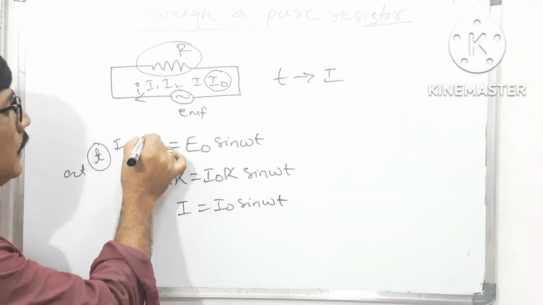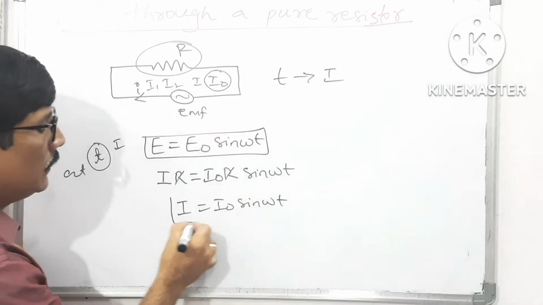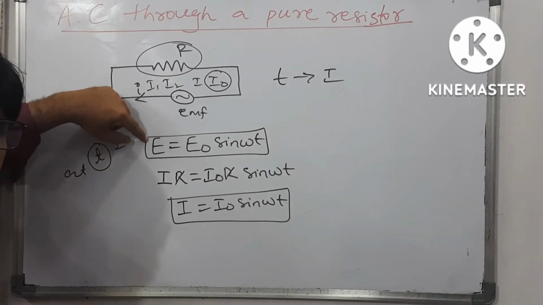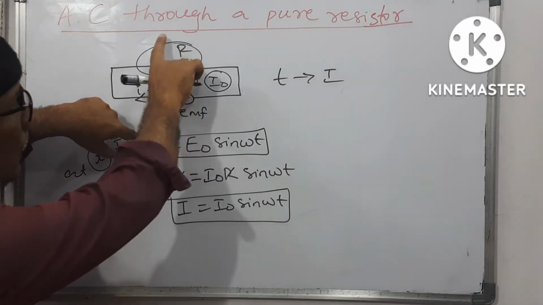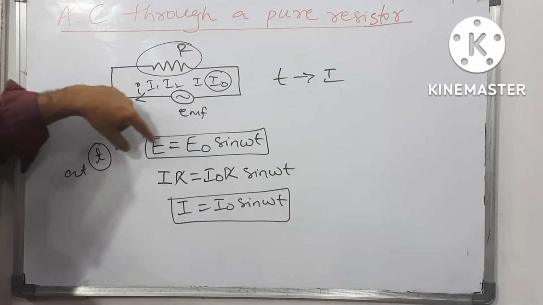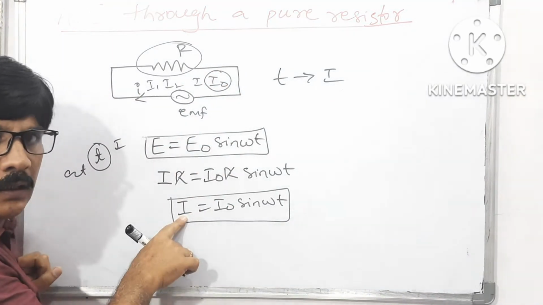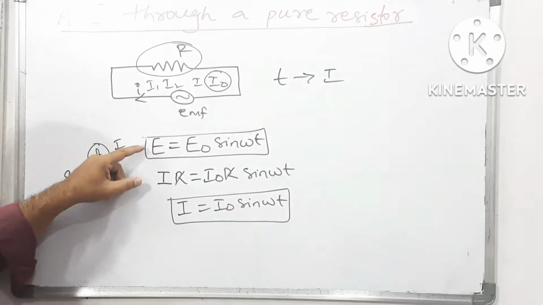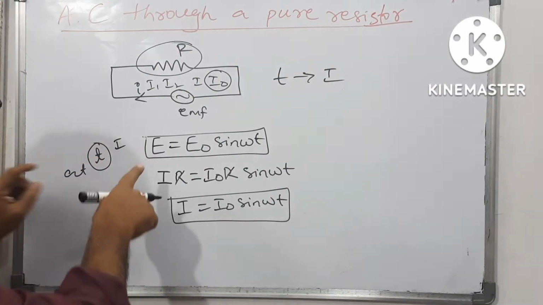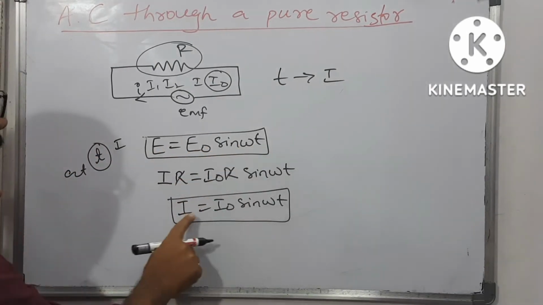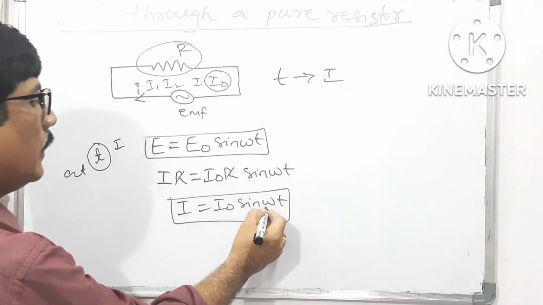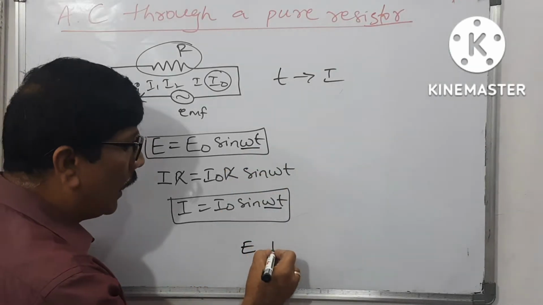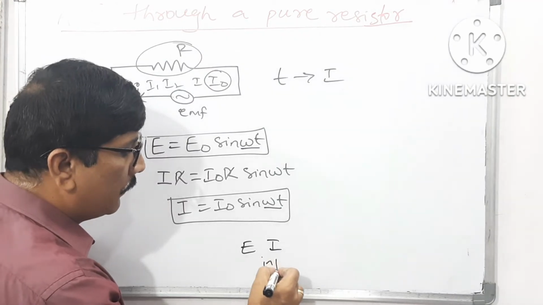Now if you observe this equation, this is the relation between the instantaneous electromotive force in the purely resistive circuit and the instantaneous current depending on the peak value. This is the current relation, this is the EMF relation. If you observe, E is equal to E naught sin omega t, I is equal to I naught sin omega t. This angle is not changing. What is the meaning of this? The electromotive force and current both are in phase.